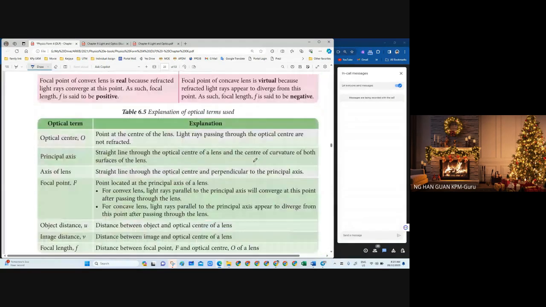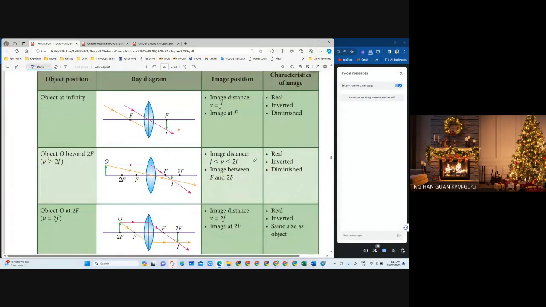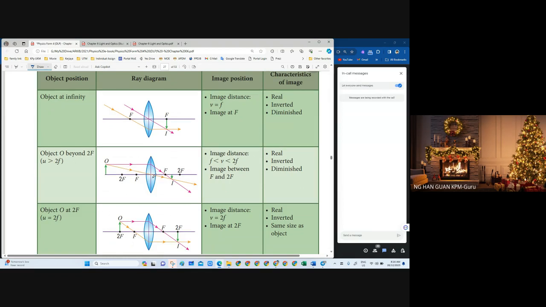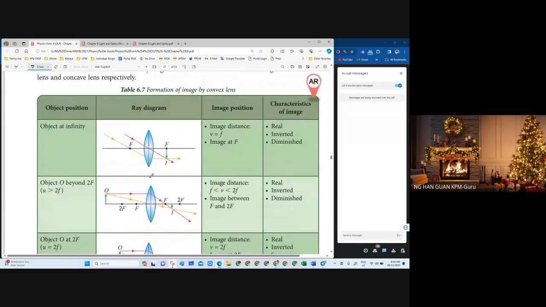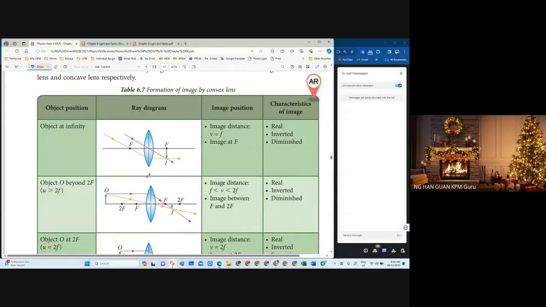And I'm not going to ask you to memorize this table. There are many teachers outside, including some at tuition centers, who have no experience teaching, so they will tell the students to memorize this table. How are you going to memorize it? You're wasting your time. You just need to learn how to form the image, which is how to draw the ray diagram. With the ray diagram itself, you can already study the characteristics of the image, so there is no need to memorize this table.